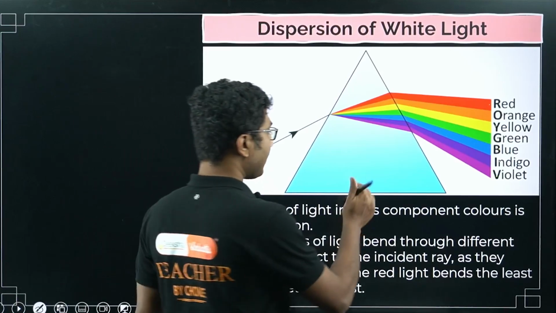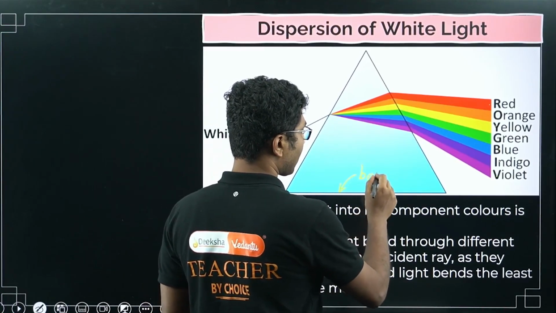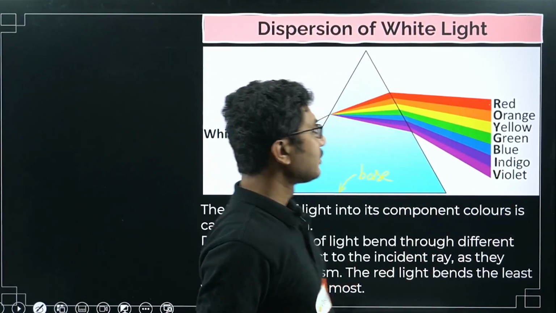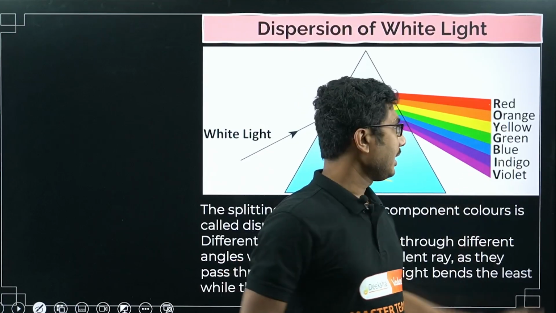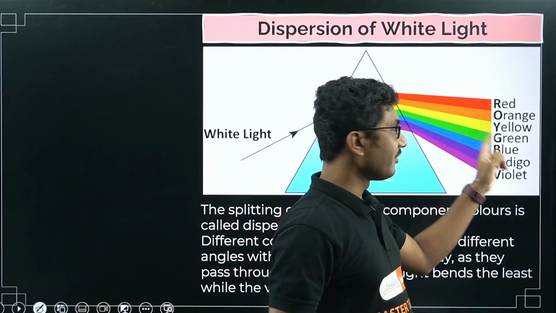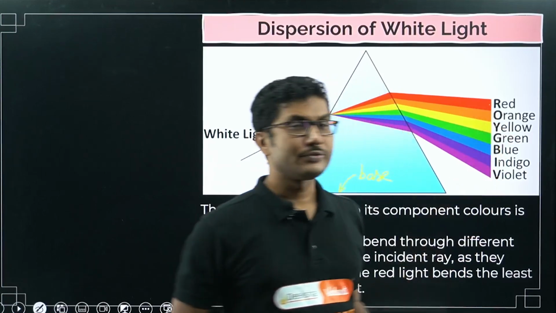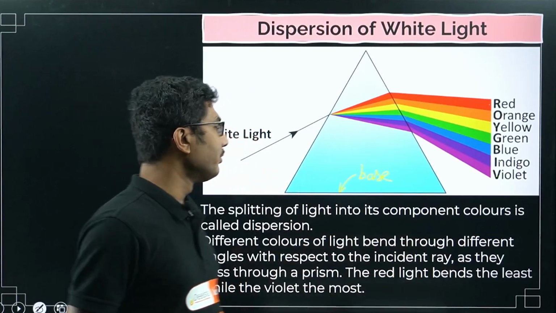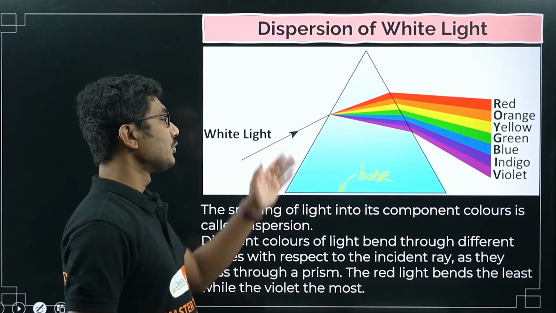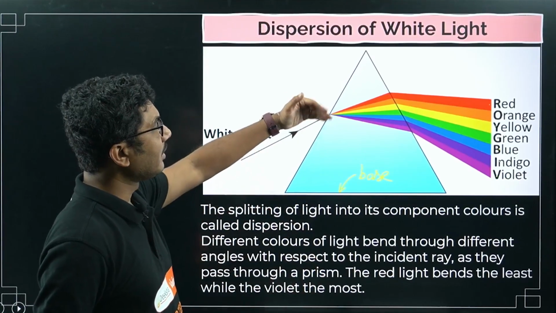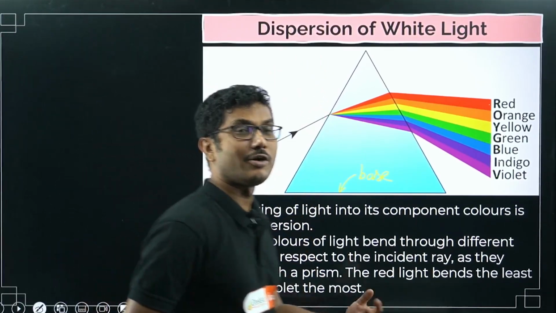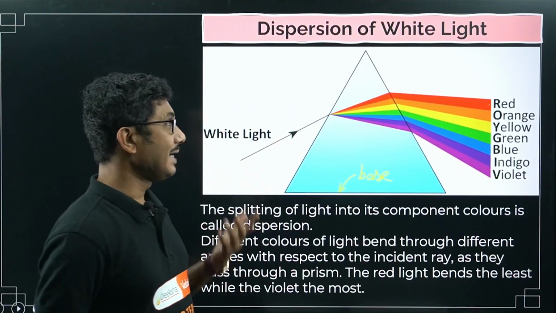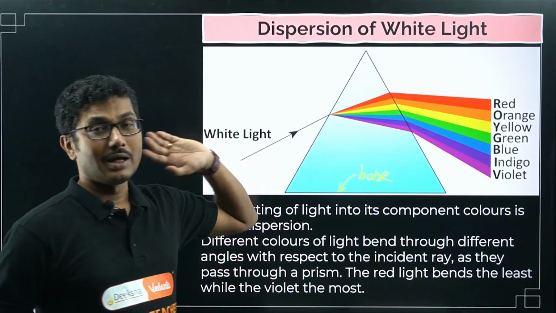Okay, this is the base of the prism. I already told you this is called the base. And this is the thing that you should remember: VIBGYOR. V is for violet, I is for indigo, B is for blue, G is for green, Y is for yellow, O is for orange, and R is for red. Clear? Different colors of light bend through different angles with respect to the incident ray. So when the light falls on this prism, different rays of light bend differently, because they all have different refractive indices, because the refractive index depends on the color, that is the frequency, of the light. That's why different colors bend at different angles.